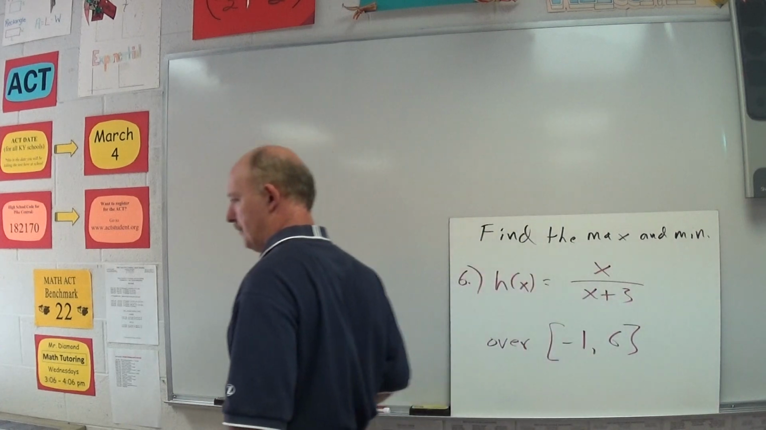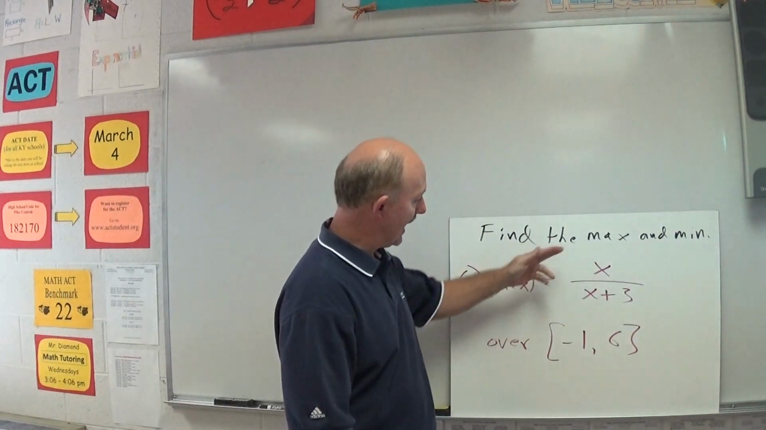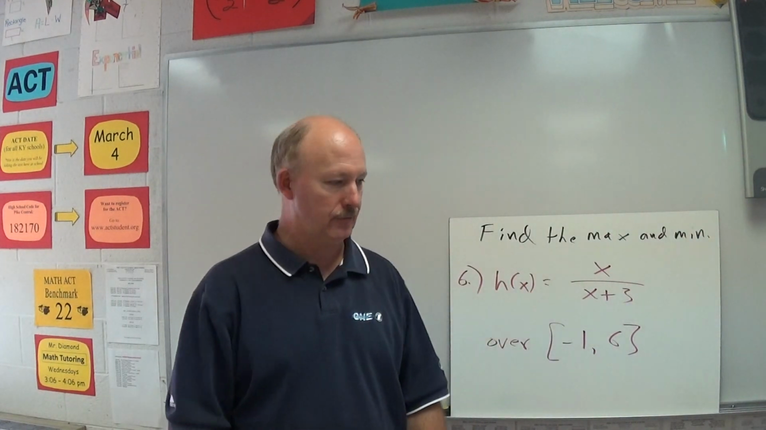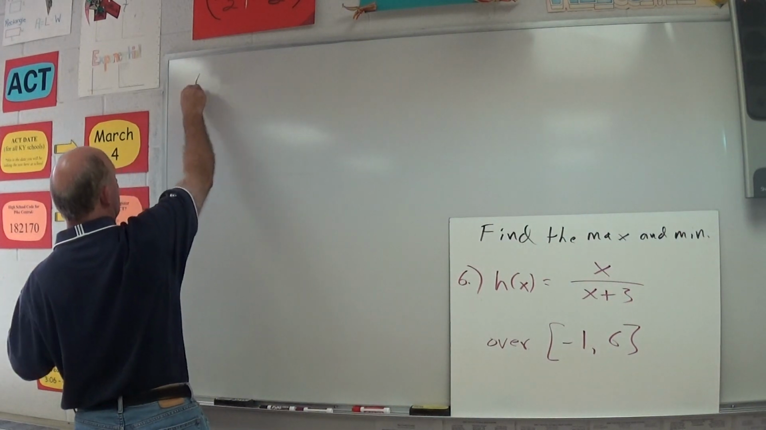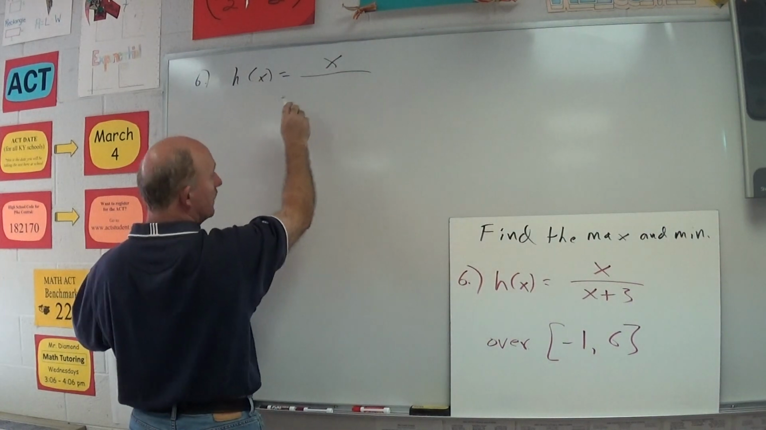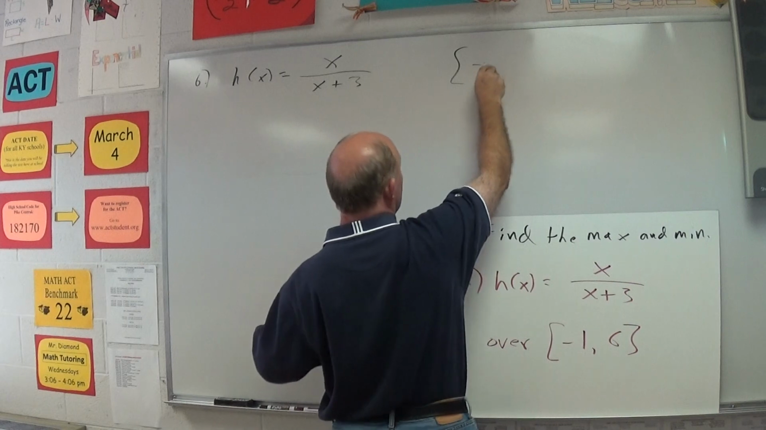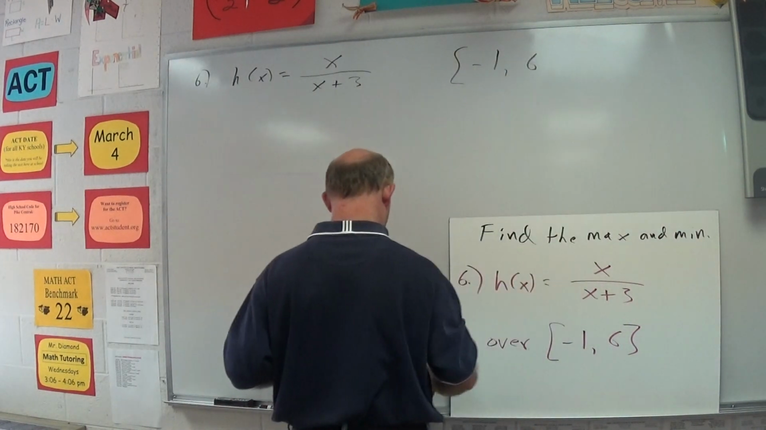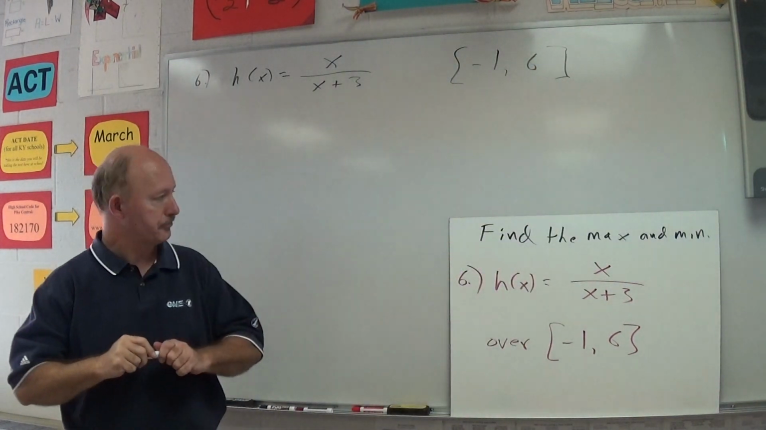Okay, here we go. This time we've got the function x over x plus 3 over the interval from -1 to 6. Let me write our function down up here. So h of x is equal to x over x plus 3, this is number 6, over the interval from -1 to 6. That has to be closed here. So -1 to 6.